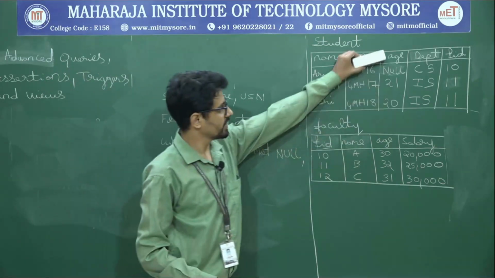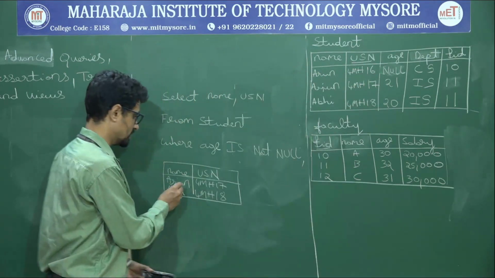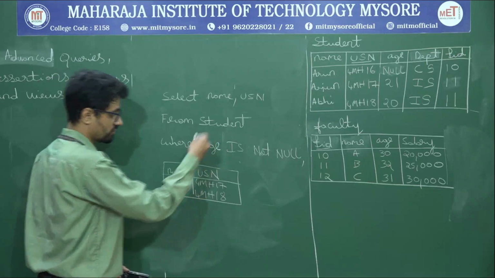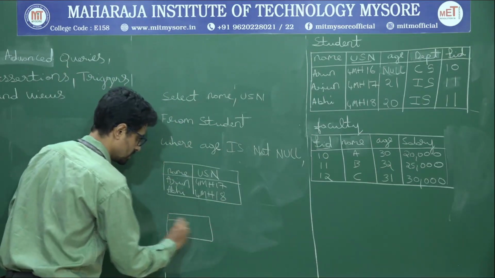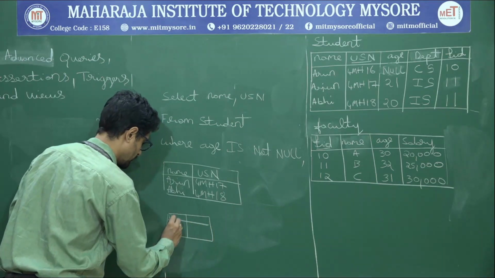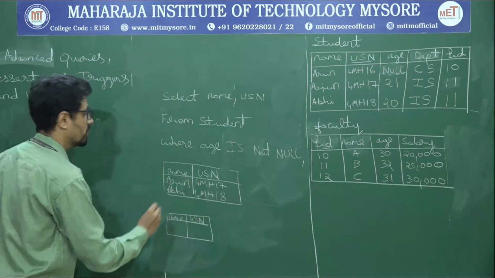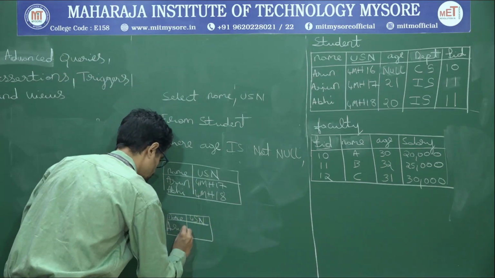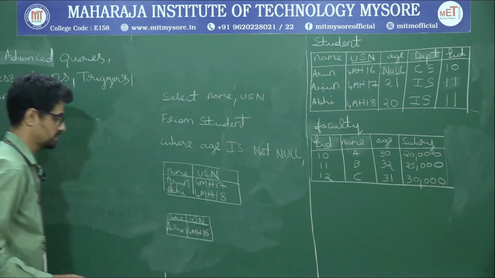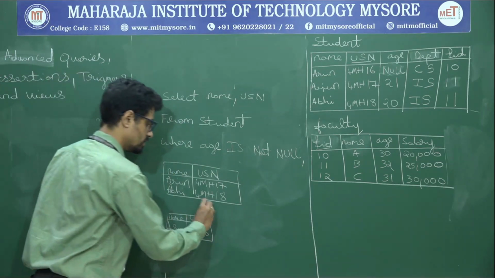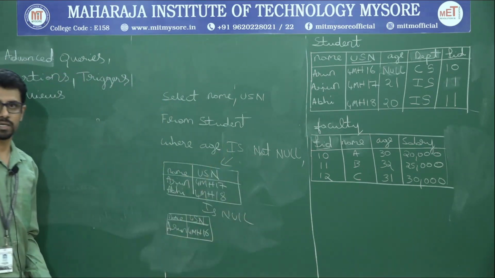So which rows have age not null? Arjun as well as Abhi. So the output Arjun and Abhi will be printed. In case of is null, we will have only two things: the name and the USN. What is the name of that person? That is Arun, and USN is 4MH16, I guess. Yes. So this is for is null and this for is not null.